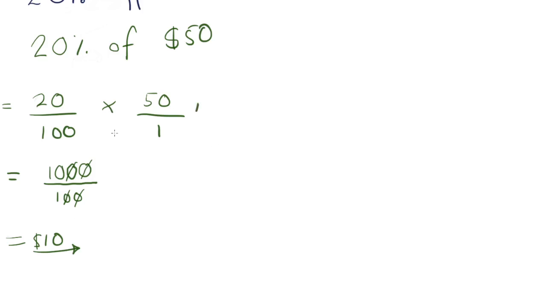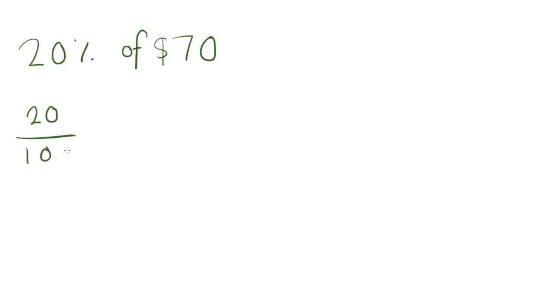So let's do another one. We'll do 20% again, and then I might do an example with a different one. Let's say I need to find 20% of, let's go 70, and we'll go dollars again. So 20% of $70. Remember, percent means out of 100, so 20% is the same as 20 100ths. You could write it as a decimal as well, but we're going to stick with fractions for now. Times 70 ones.